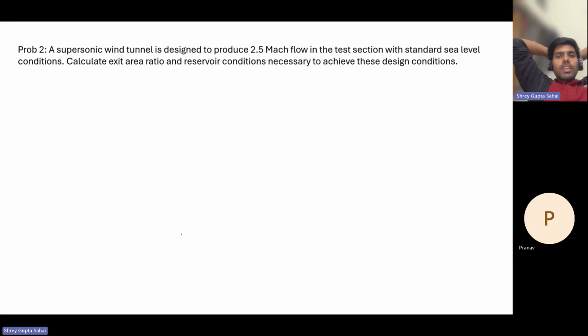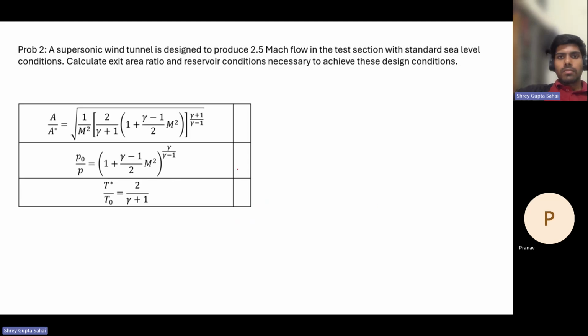A supersonic wind tunnel is designed to produce Mach 2.5 flow in the test section with standard sea level conditions. Calculate the exit area and reservoir conditions necessary to achieve these design conditions. Pranav, would you like to initiate this problem? Do you want to tell me how do we approach this?